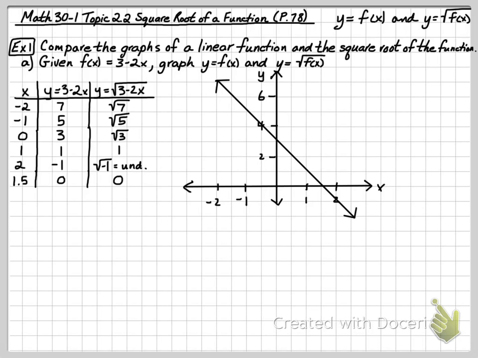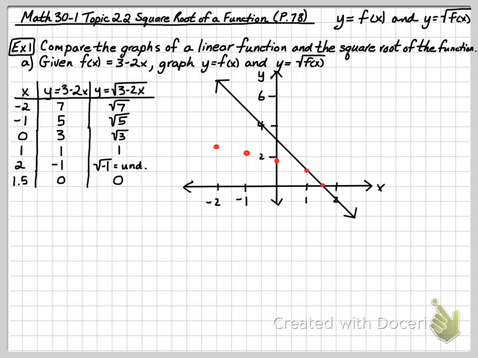If I make a coordinate plane, and I first draw in y is 3 minus 2x, I can plot the points. When x is 0, y is 3, and I can also plot the point when x is 1, y is 1, and when x is 1.5, y is 0, and draw a line through it. Next, I'm going to plot the point when x is negative 2, y is root 7. When x is negative 1, y is root 5. When x is 0, y is root 3. 1, 1 goes there, and 1.5, 0 also goes there.